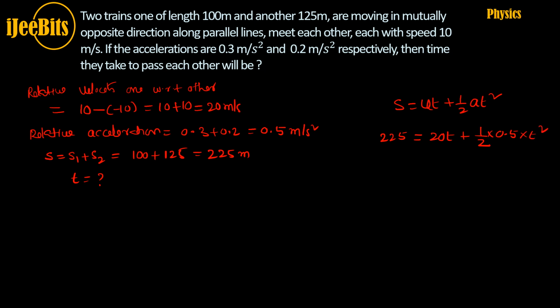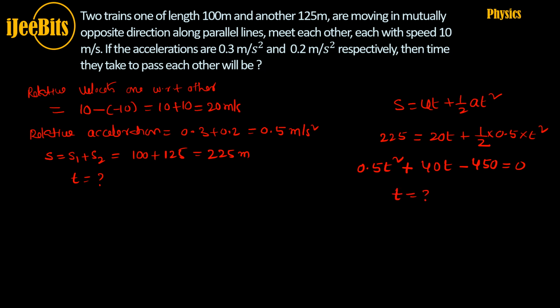So how to make it simplified? 0.5 T square minus 40 T, and then 450 equal to 0. So use a quadratic equation. If you solve this, you will be getting the T value.